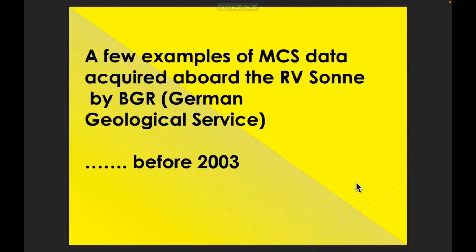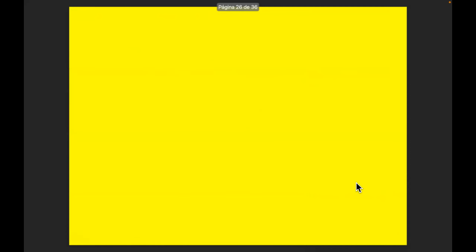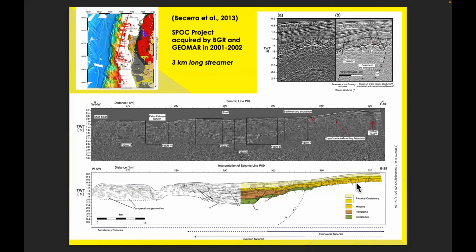For comparison, I will show you some data from SONNE by the German Geological Service, BGR, before 2003, so 20 years ago already. This is a streamer 3 kilometers long, but still the data are of very high quality to map the fore-arc basin of Arauco. Arauco is near Concepcion at 38 degrees. We have Mocha Island, and still the data are very good, but I'm not sure. Maybe we can also do some PSDM modeling.